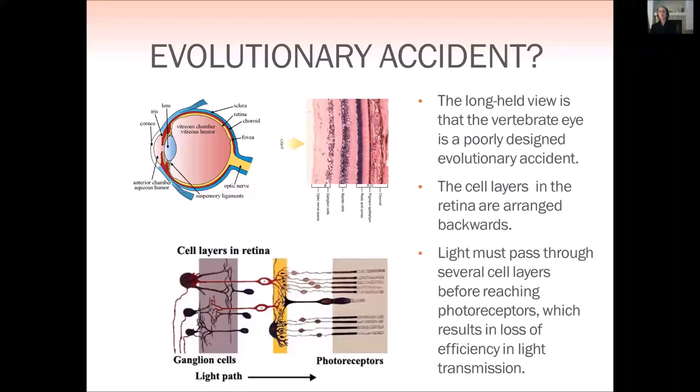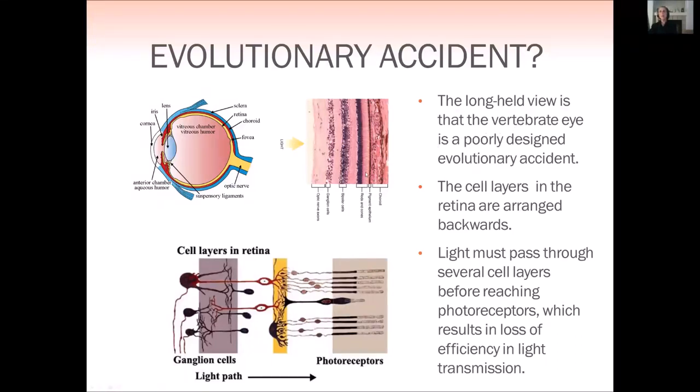Evolutionists will say that the vertebrate eye is a poorly designed evolutionary accident. Well, you and I are vertebrates. We have a spinal column. We have a vertebrate eye. So why do evolutionists say that our eyes are poorly designed evolutionary accidents? Well, it's because these cell layers are arranged backwards.